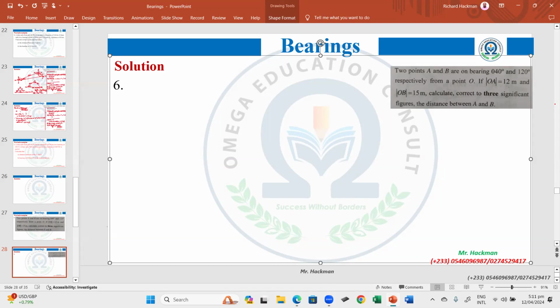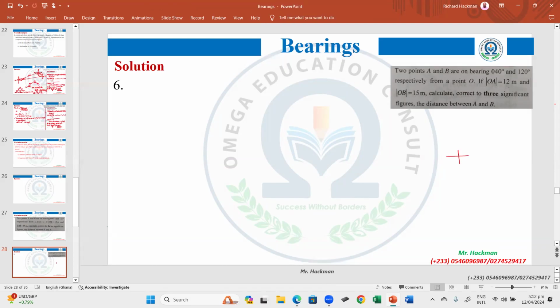Points A and B are on a bearing of 40 degrees and 120 degrees respectively from a point O. So all of them will take their reference point, the point O. The bearing of A from O is 40, so it will be somewhere here. And OA is 12. This was the short one, so that is 12. I can ignore.